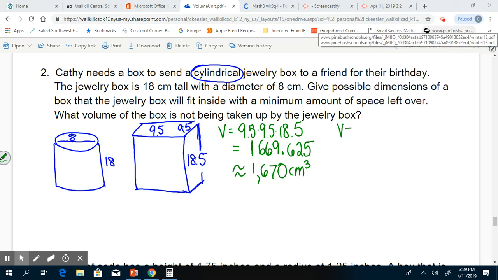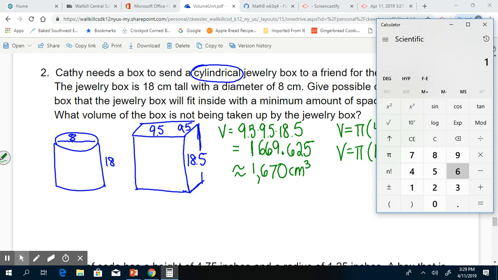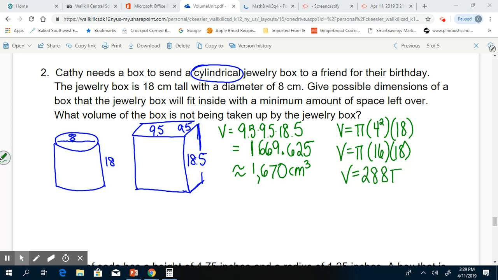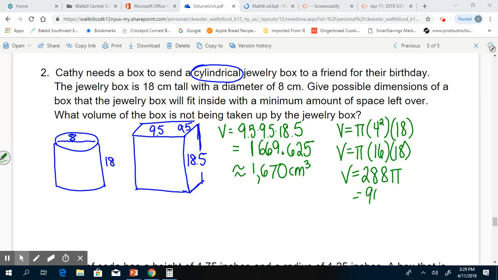So that volume is going to be, again, pi r squared times h. So that's pi times 4 squared, not 8 squared because that's the diameter, times 18. So that's pi times 16 times 18. 16 times 18 is 288 pi. And now I want to round the same way I did with the rectangular prism. So 288 pi is approximately 905 centimeters cubed. So again, how much space is not taken up? We're going to subtract.